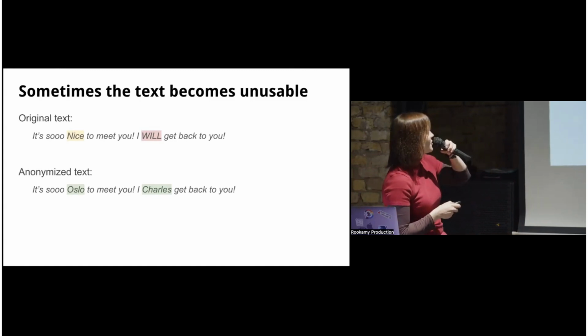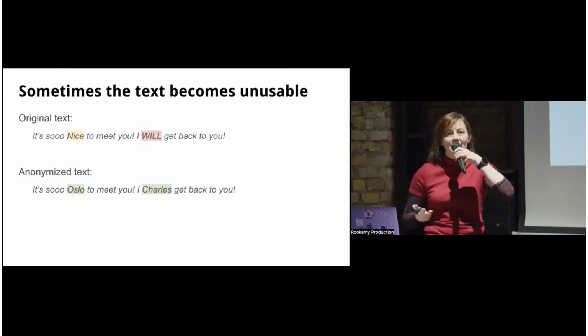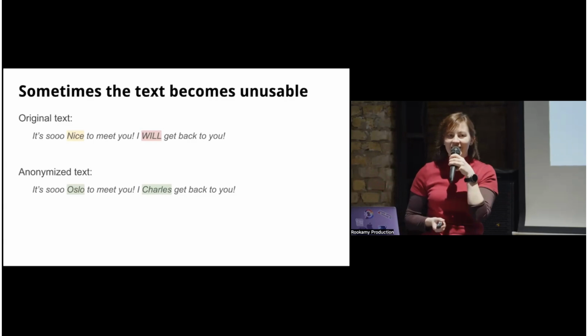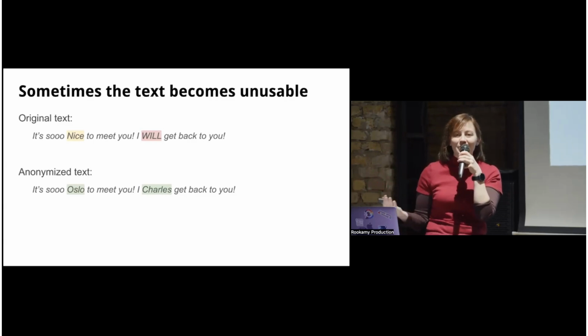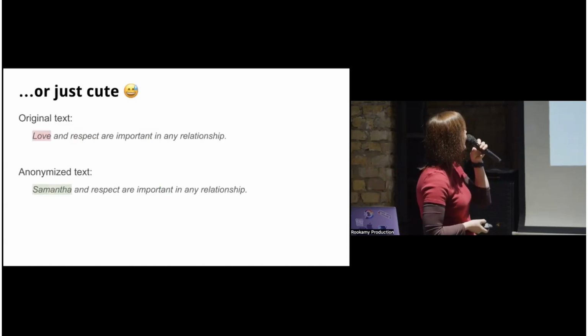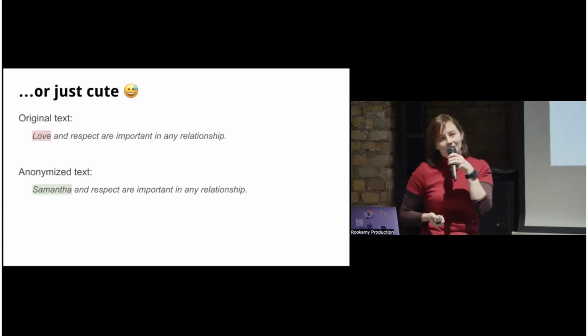And then it also decided that Will is a boy's name in the English language. And then it would anonymize your text to, "It's so Oslo to meet you, I Charles get back to you," for example, which makes your text completely unusable. The perplexity metric will tell you that, the cosine similarity metric will tell you that it changed a lot. Or text just become cute, right?